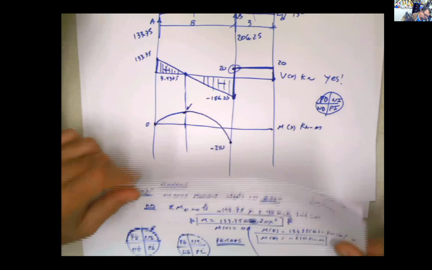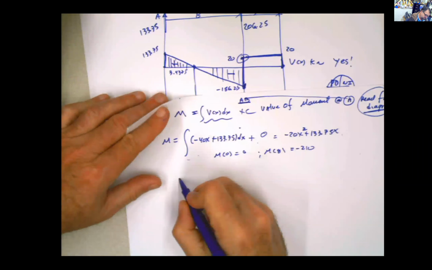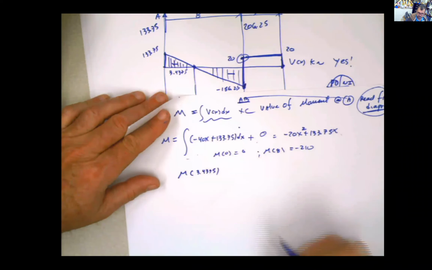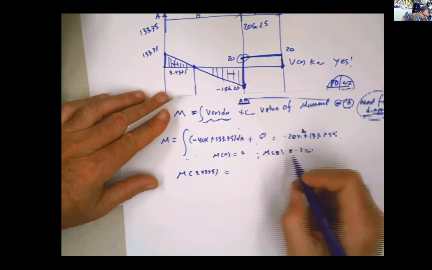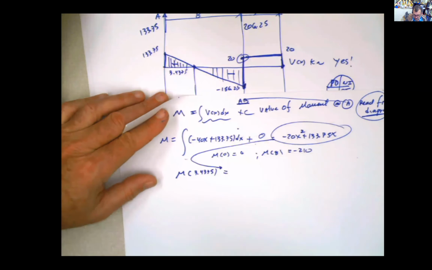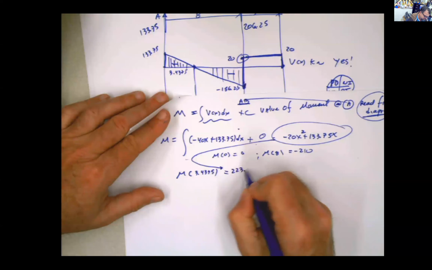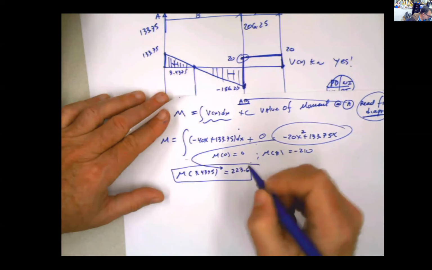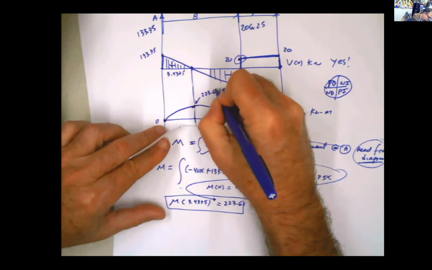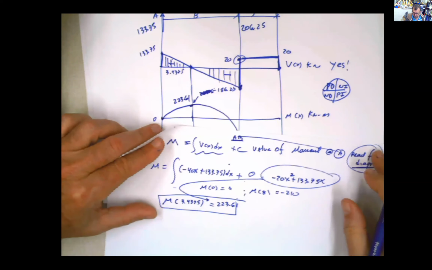Do you need to calculate that point? Yes. What do you do to calculate that point? We already know x, so I put here moment at 3.4375. That's the x that we calculated before. Substitute that here, and then you're gonna get the value 223.61, which is this value, right there, 223.61.